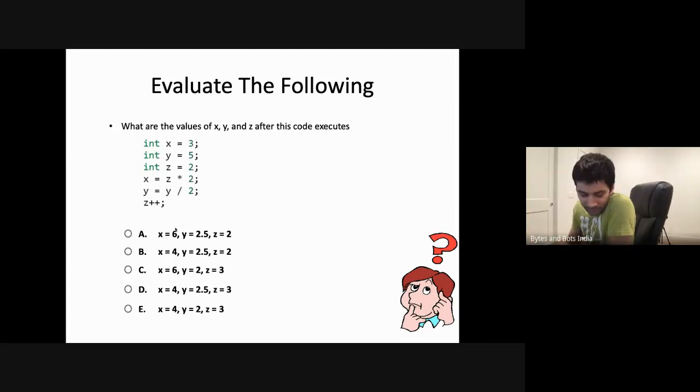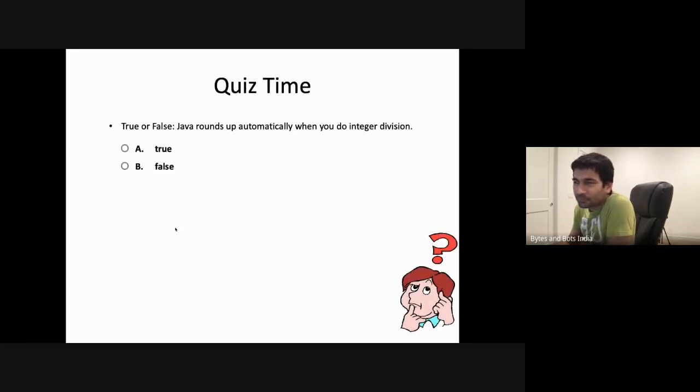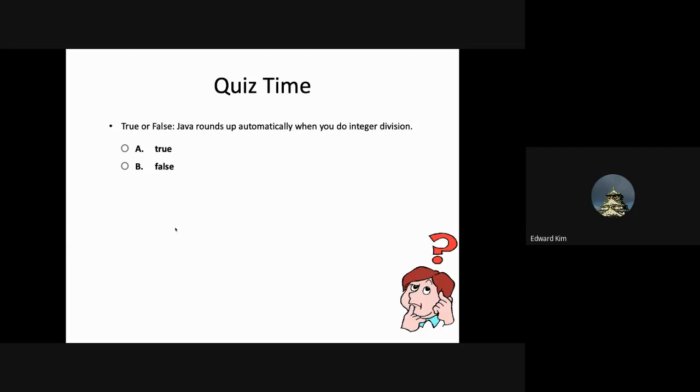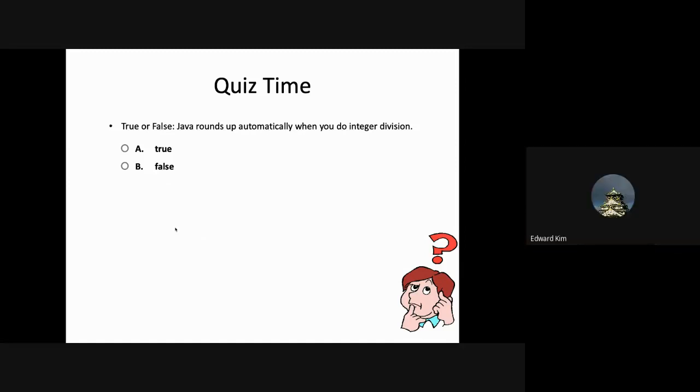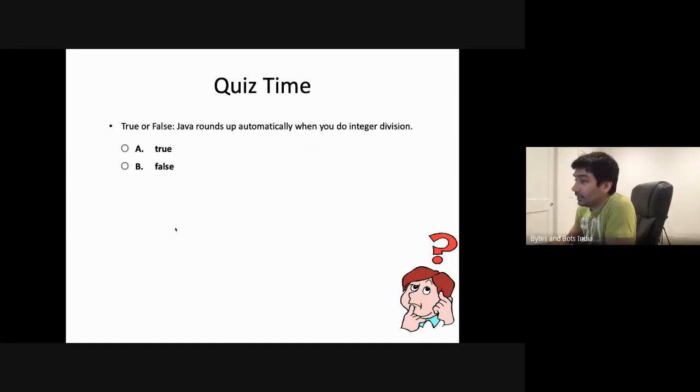All right. Moving on to the next quiz time. True or false? Simple, right? Java rounds up automatically when you do integer division. So, Edward, is it true or false? What does it mean by rounds up? Rounds up is to do rounding. It just says it is rounding it to something. Okay. I think it's false. You're right. Java does not round up automatically.